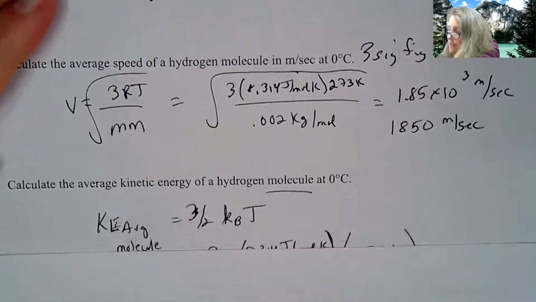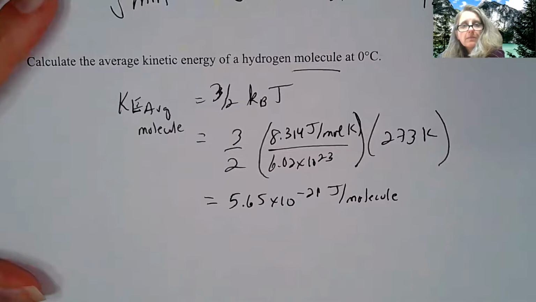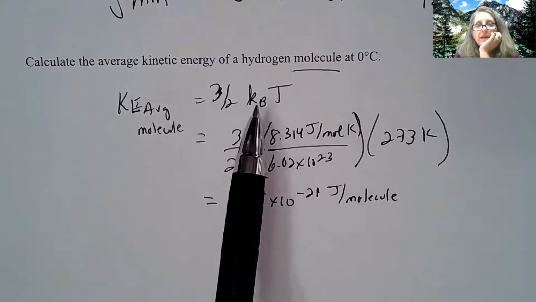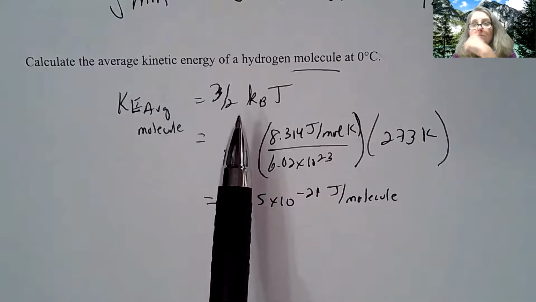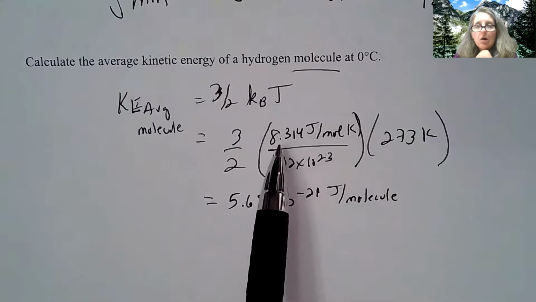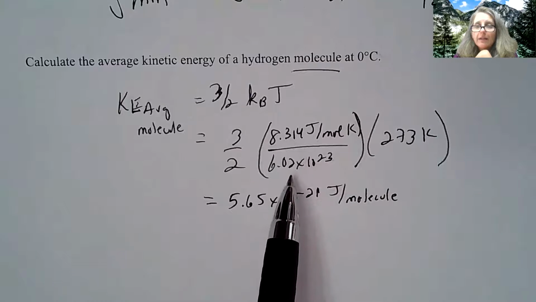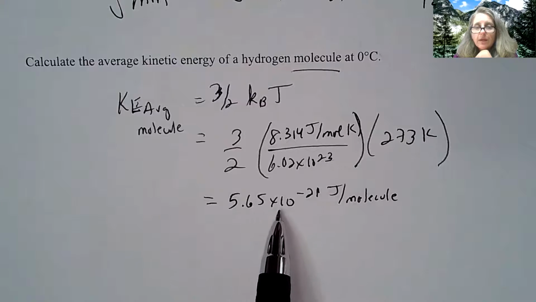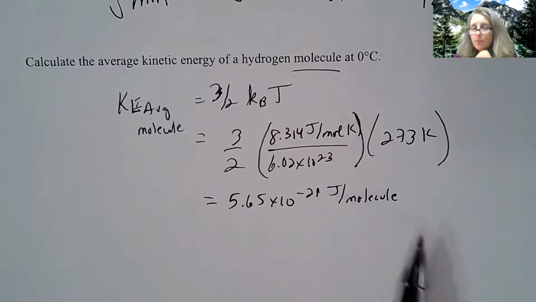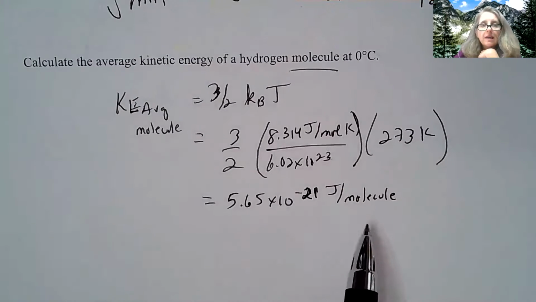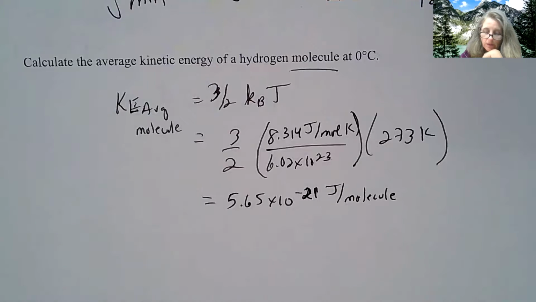Okay. And then the second one, I wanted you to see something according to molecule. So this one is the average, 3/2 kB times T. So kB being the Boltzmann constant that I talked about, and now that we've talked about it, it might make a little bit more sense. So 3/2, and again, if you don't remember that number, just take the R, which is 8.314, and divide it by Avogadro's number, and then multiply it by the temperature. So you get about 5.65 times 10 to the negative 21st joules per molecule as your answer, which makes sense because, again, we're talking about one hydrogen molecule, so it's going to be a small number.